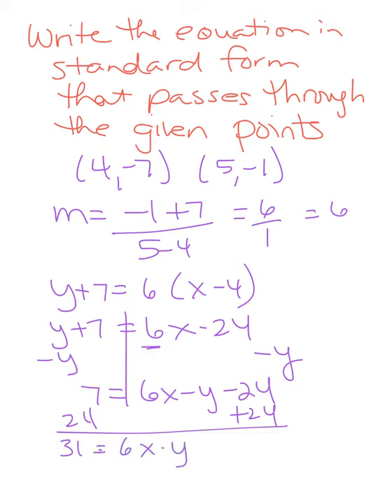If you like to rewrite it so x and y is on the left-hand side, that's fine. 6x minus y is equal to 31. That's my final answer in standard form.